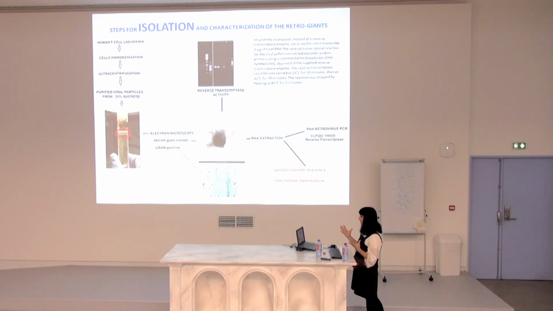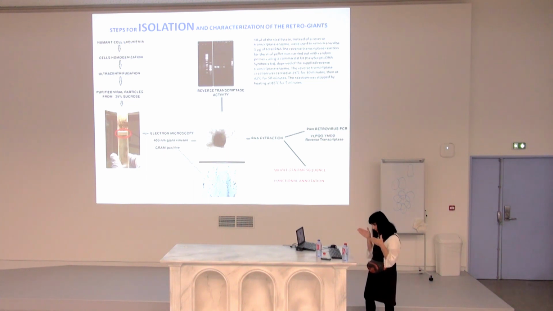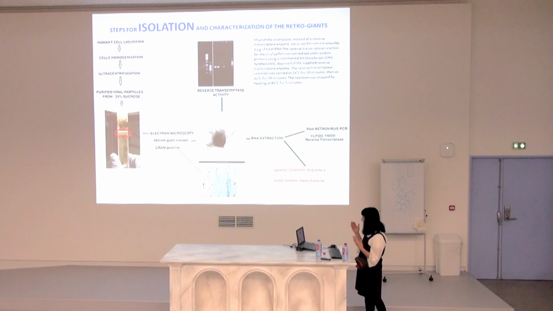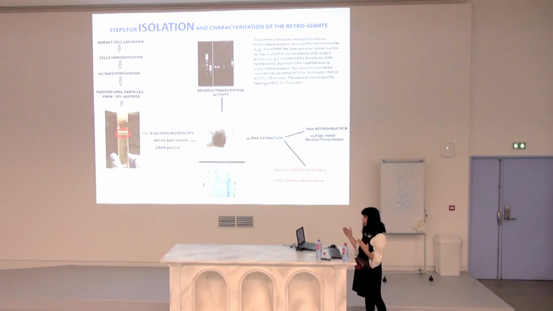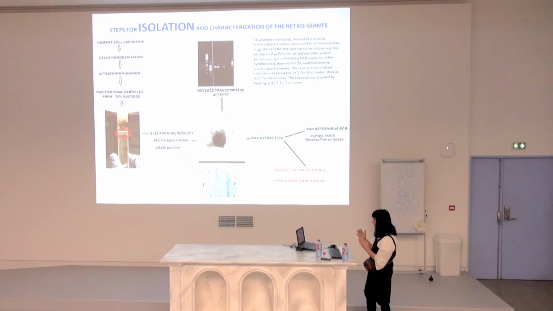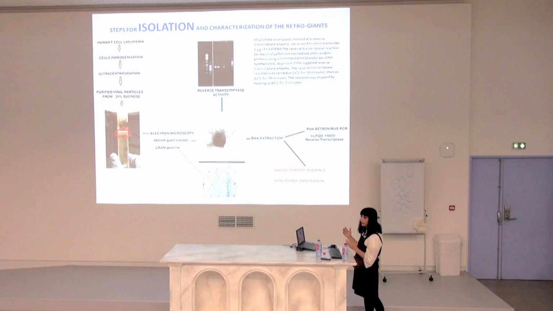So this time I did a sucrose gradient. I took the fraction and sent it to electron microscopy, a bit of gram staining, and reverse transcriptase activity. That was clear in the Gallo paper, that they did the reverse transcriptase activity, okay? And to prove the concept, first a pan-retrovirus PCR, and then the whole genome sequence.